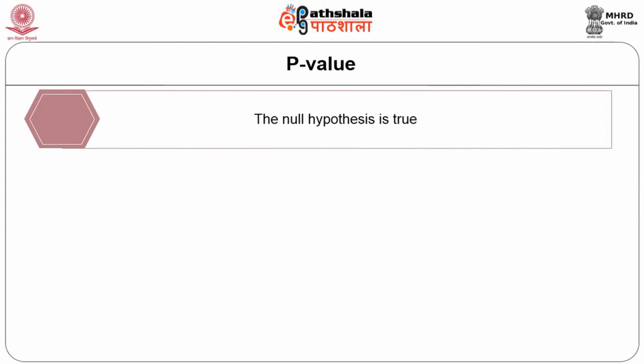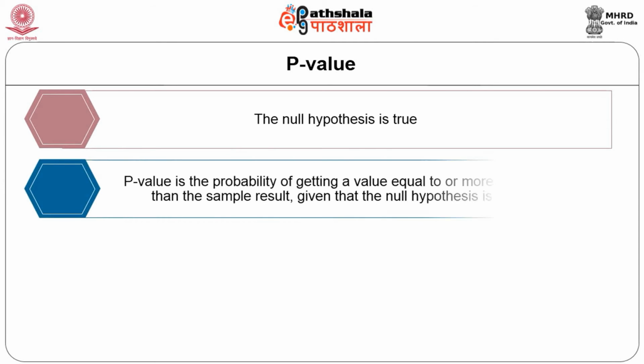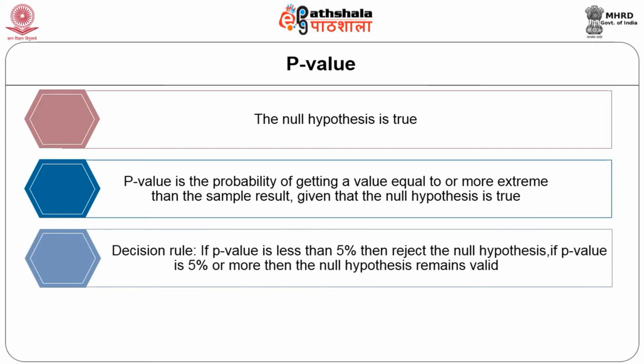As far as the p-value is concerned, we start from the basic assumption that the null hypothesis is true. That means the null hypothesis says that there is no difference between intervention and control, or drug and placebo. And the p-value is the probability of getting a value equal to or more extreme than the sample result, given that the null hypothesis is true. Decision rule: if the p-value is less than 5%, then reject the null hypothesis. If the p-value is 5% or more, then the null hypothesis remains valid.